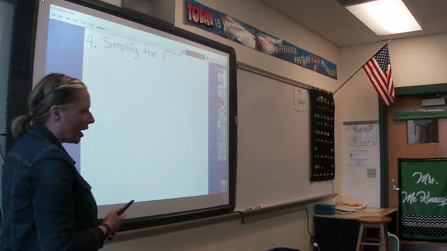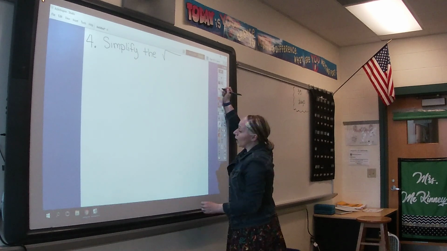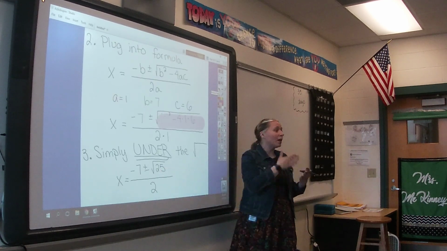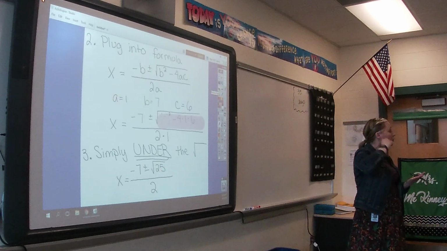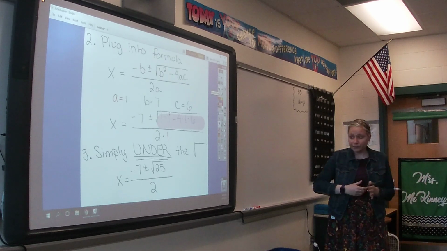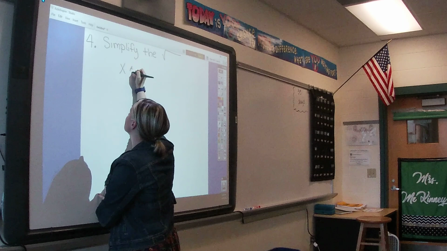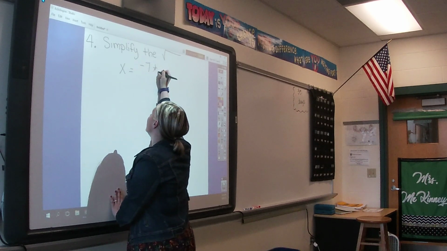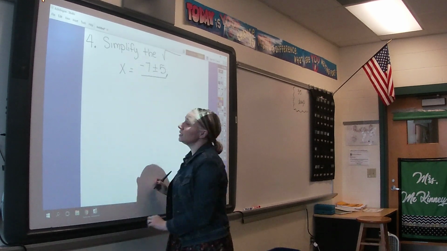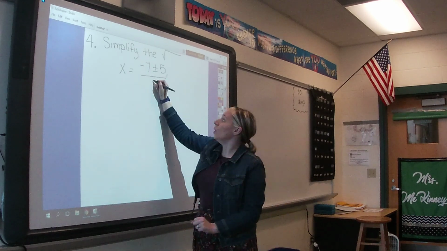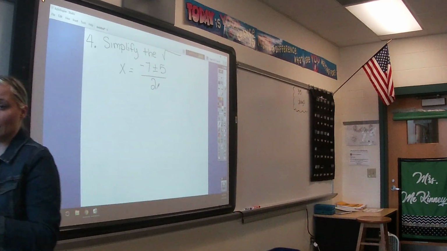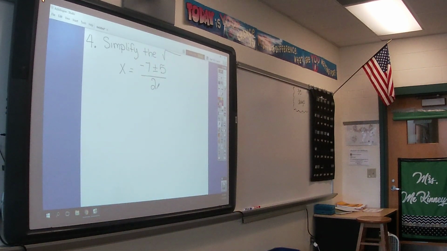What is the square root of 25? 5, right? So if the square root of 25 is 5, that means that square root symbol is coming off. And so now we have something that says x equals -7 plus or minus 5 all over 2. I took the square root of 25. The square root of 25 is 5.